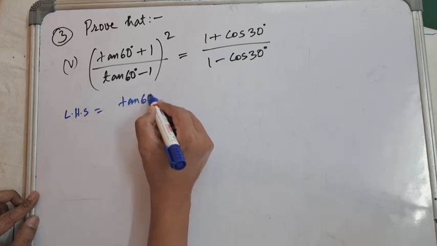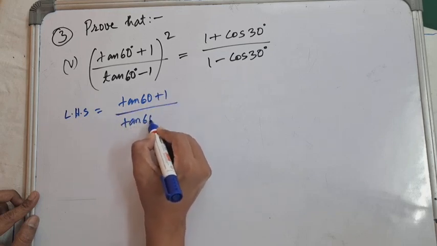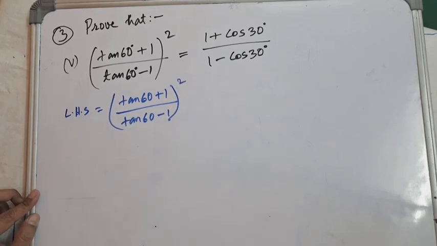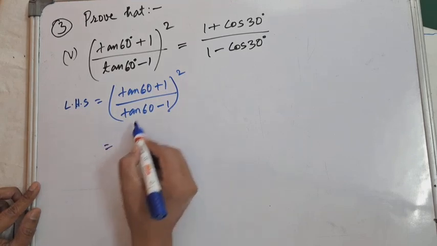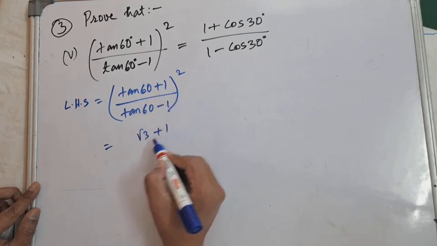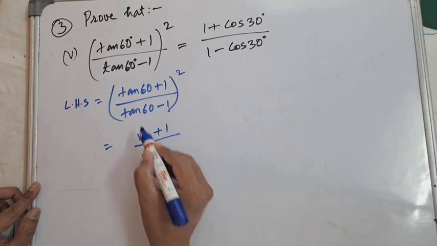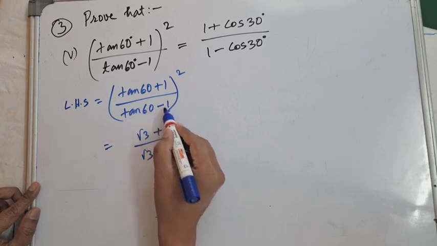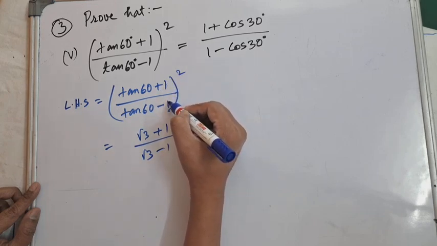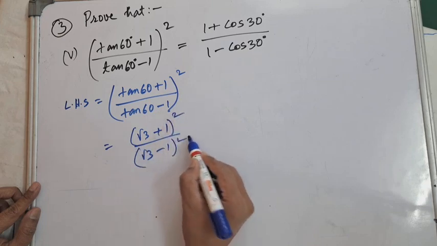(Tan 60 plus 1) upon (tan 60 minus 1) whole square, isn't it? So let us put the value of tan 60. Tan 60 is root 3, so root 3 plus 1, okay, whole upon tan 60 minus 1. The value of tan 60 is root 3, so root 3 minus 1, isn't it? So this square applies to both the numerator and the denominator, isn't it? So let us put this square separately to the numerator and to the denominator, okay?